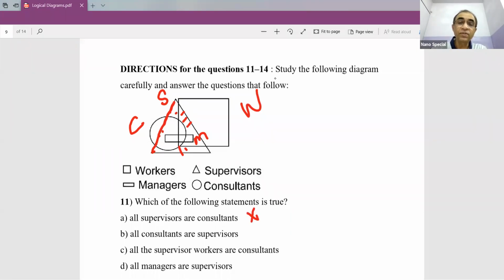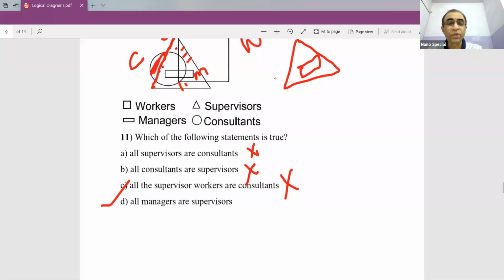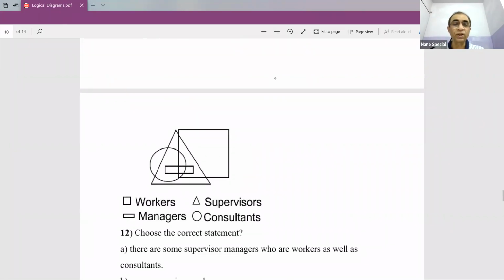So A is not right. Let's look at B. All consultants are supervisors. So that is also not true. There are these consultants who are not supervisors. All the supervisor workers are consultants. Also not true. The only thing here is these managers are all part of supervisors. If you take the triangle, supervisors, managers is part of it, and therefore that is the answer. Answer is D. It's a simple, straightforward question. Now let's go on.